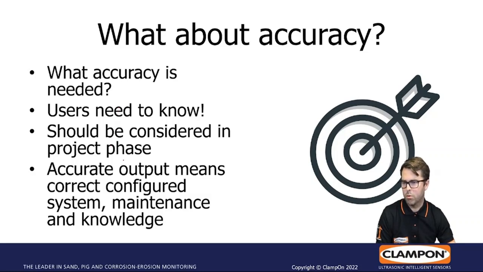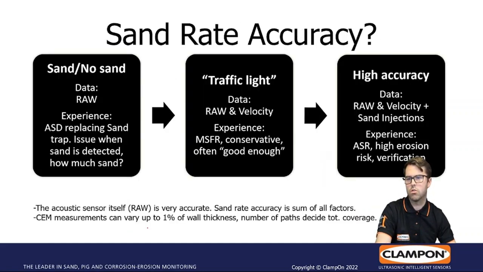So to have accurate output, it means a correctly configured system, but also remember maintenance and knowledge. When I talk about maintenance, the physical thing is, if you have topside detectors, make sure that they have proper contact to the flow line. If not, it's not that sensitive. Another thing with maintenance is, of course, to make sure that the zero management is correct, that your software uses the correct zero. If you have auto zero, that it's set up correctly, etc. And also, of course, that knowledgeable personnel are looking into your system and making sure it works as it should.